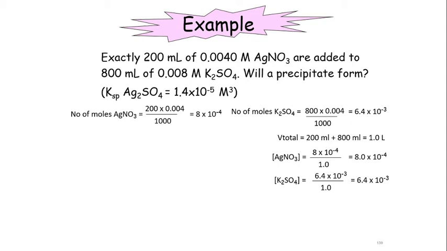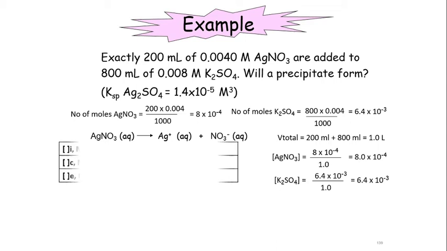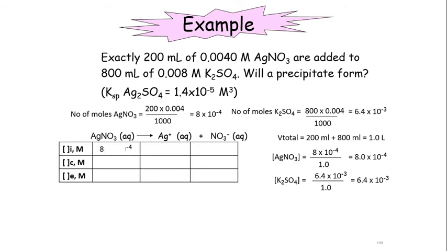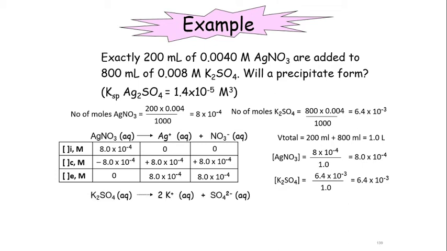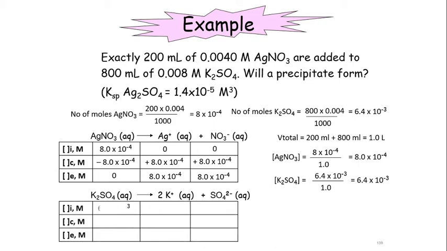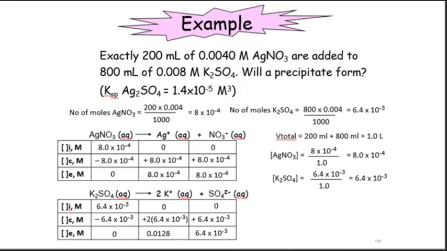Then we proceed by using the dissociation equation of AgNO3 first, draw the ice table and put the value of initial concentrations, changes, and equilibrium concentration. We repeat the same process for K2SO4. Draw the ice table and put the values for initial concentration, change in concentration, and at equilibrium.